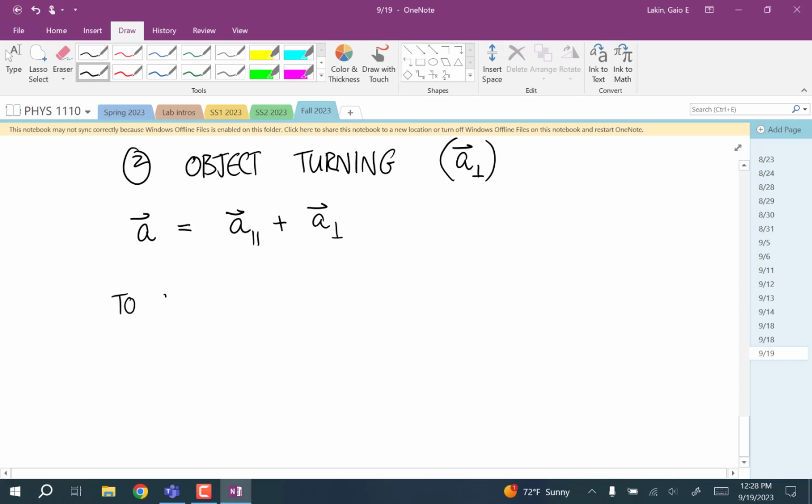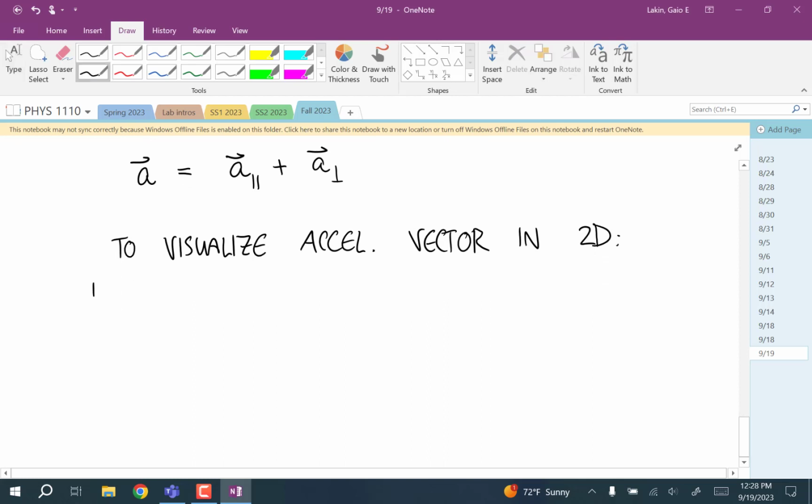Okay, so to visualize an acceleration vector in 2D, first, draw the object's path in space. Second, draw the velocity vector of the object. That's going to be tangent to the path in the direction of motion.